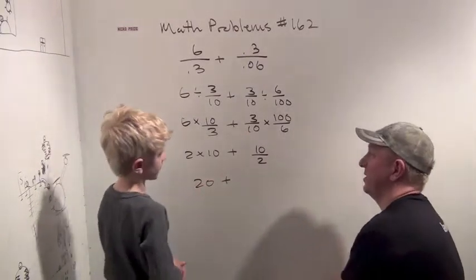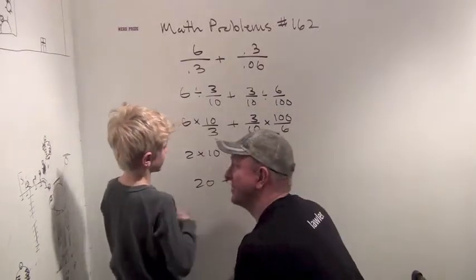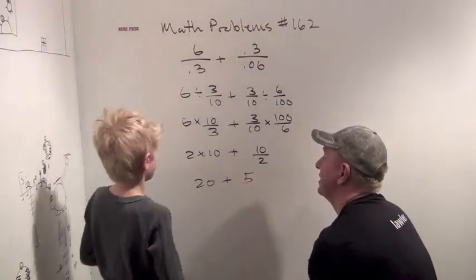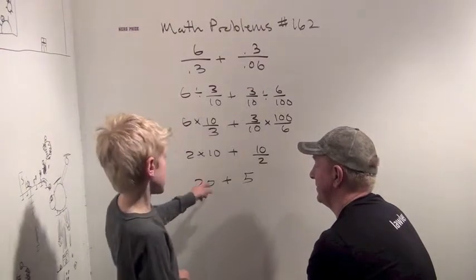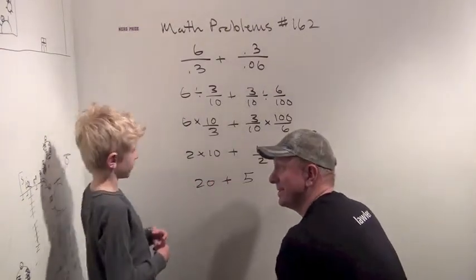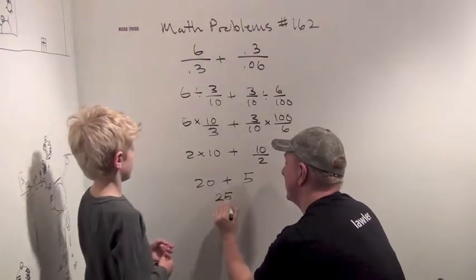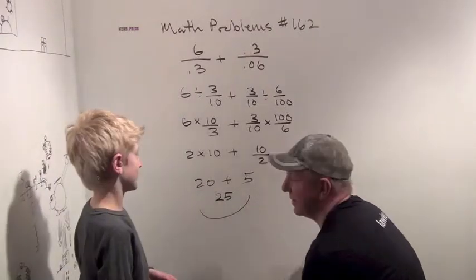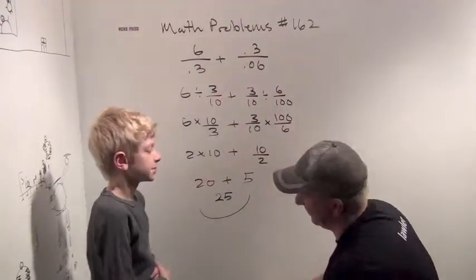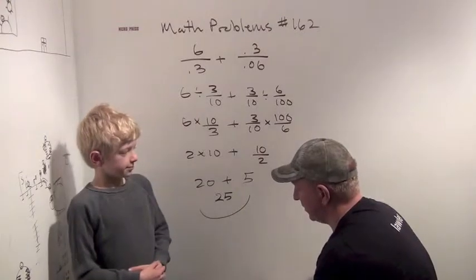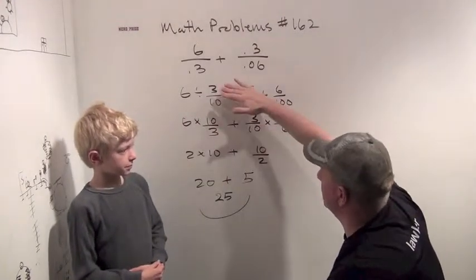And hold on a second. What is 10 over 2? It's 5. All right. And now we can just add 20 plus 5 is 25. Like we got. Okay. High five. So that's a way of doing it by converting to fractions.